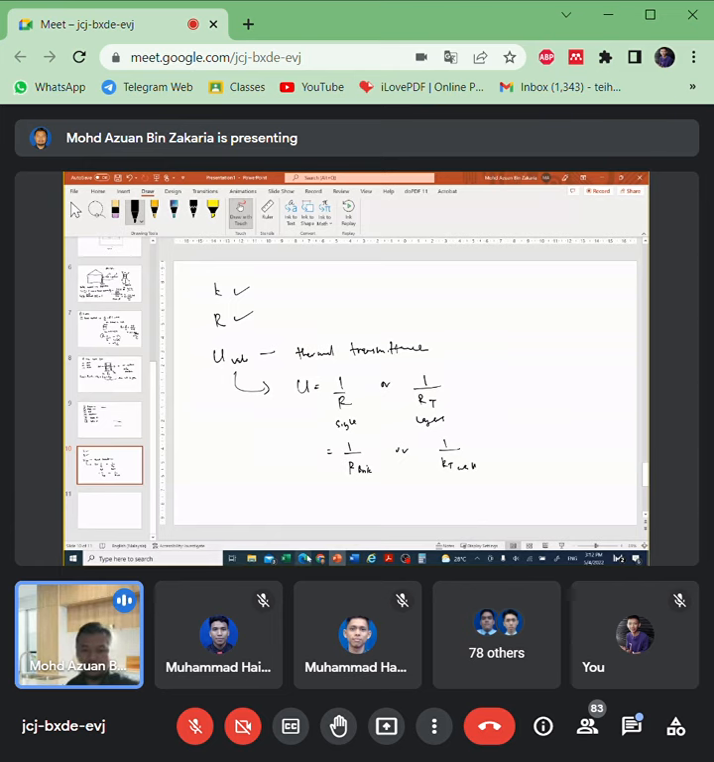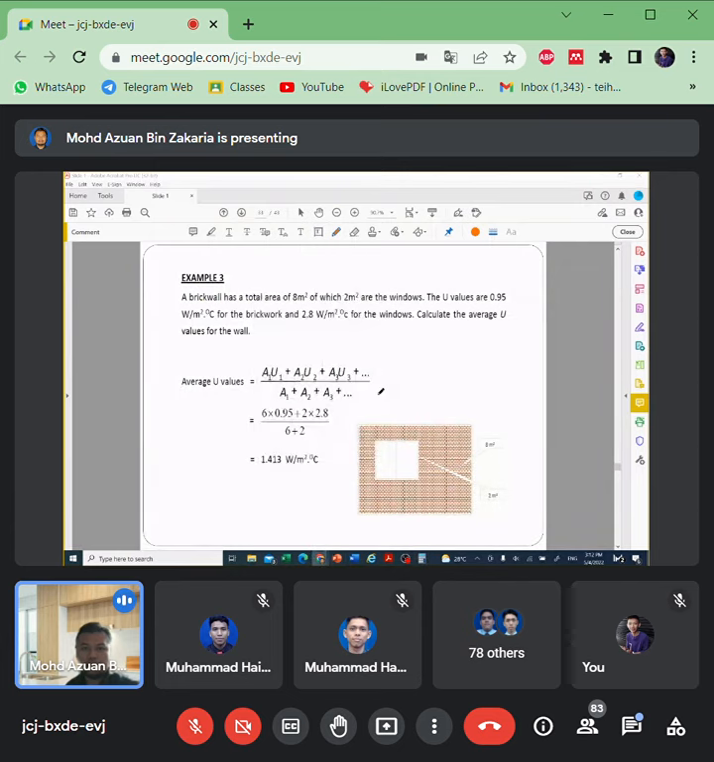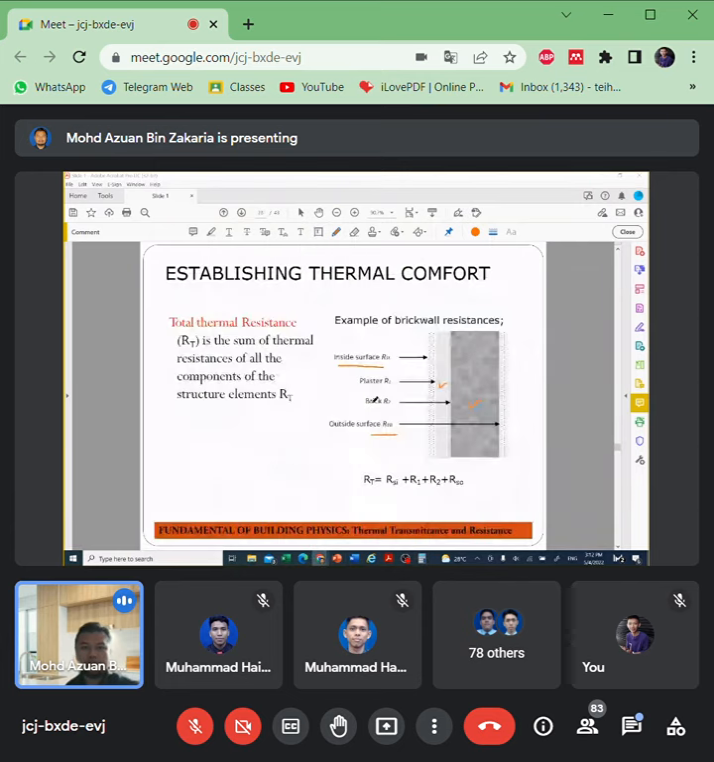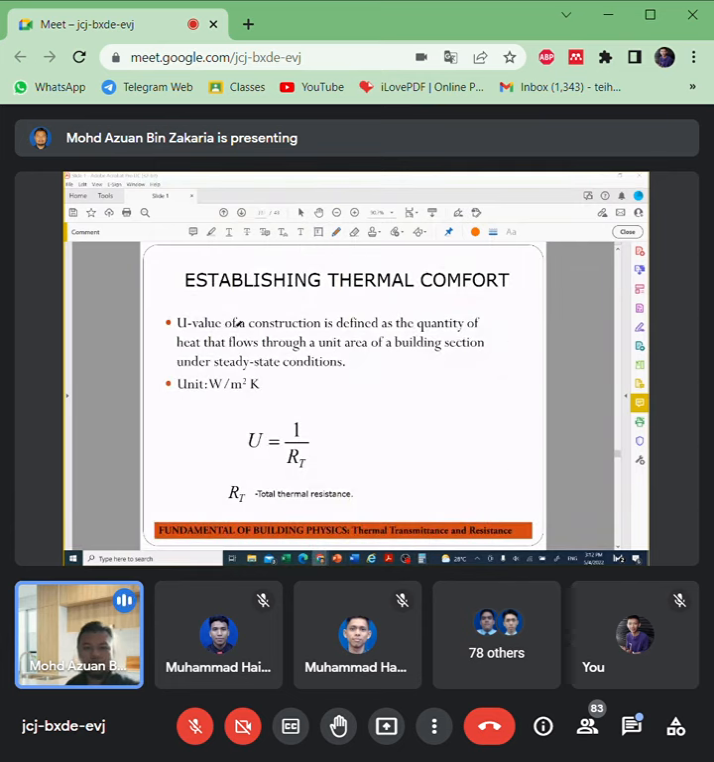Let's see the definition of U value. U value of a construction is defined as the quantity of heat flow through a unit area of building section under steady state condition. So basically, it is almost similar to R. R is how much resistance as a unit of layer. But U is a different perspective.